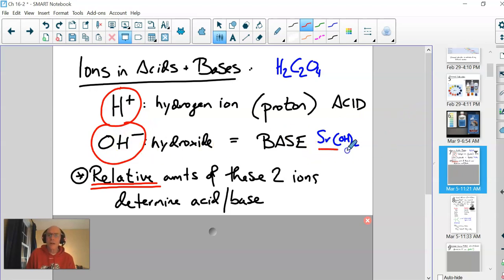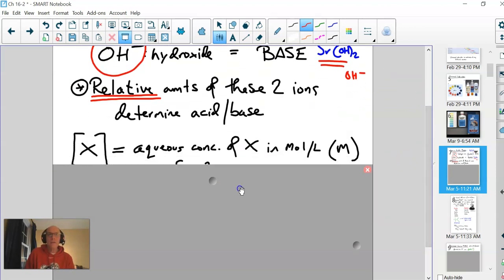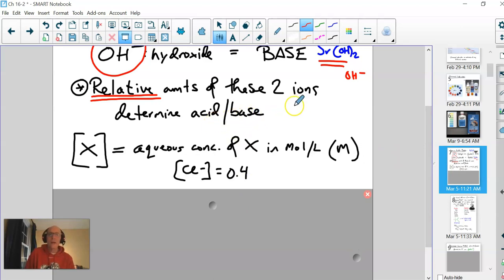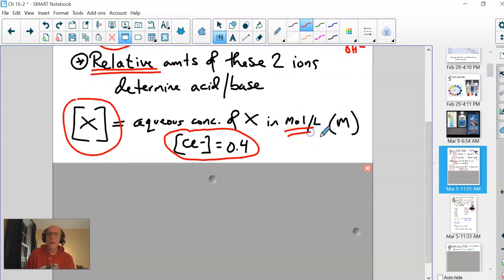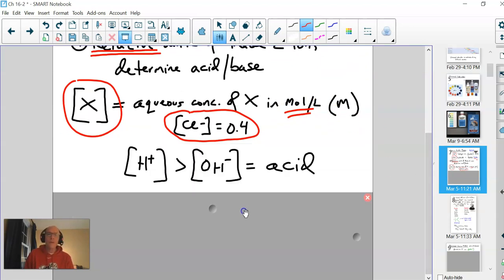So as an example, strontium hydroxide, when this dissolves, is going to produce the OH minus ion in solution. This is oxalic acid. Well, this will produce 2 hydrogens and then the oxalate ion in solution. Now, the relative amounts of these 2 ions determine whether something is an acid or a base. And we're going to use some new symbols here. This, notice, is an X in brackets, and those brackets have a meaning. Literally translated, this would be the concentration of X in solution in moles per liter. So this right here, you could say the chloride concentration is 0.4 moles per liter. When you see those brackets, you don't even have to write units anymore. It is understood that that is in moles per liter. So notice in an acid, we're going to have more H plus than OH minus.